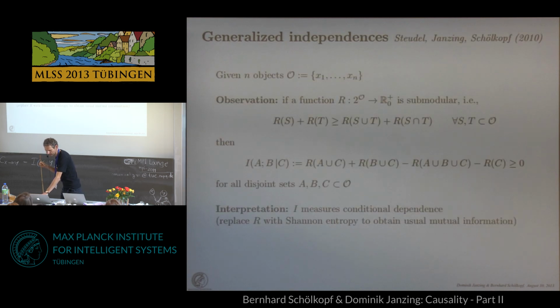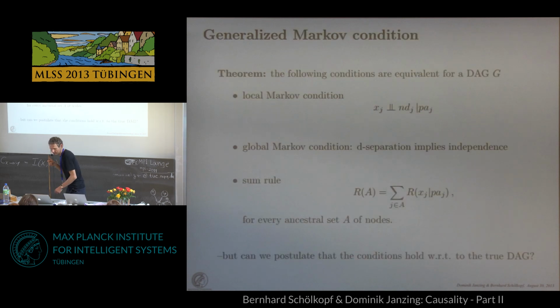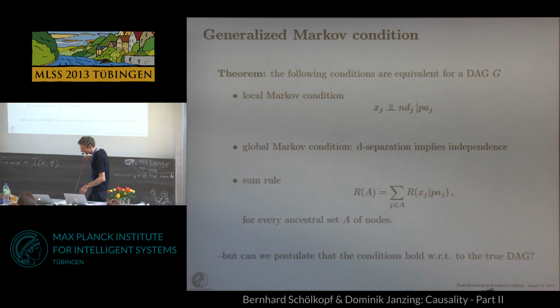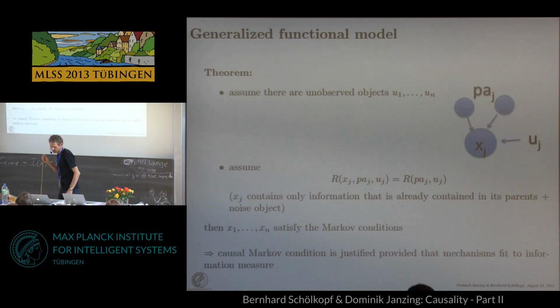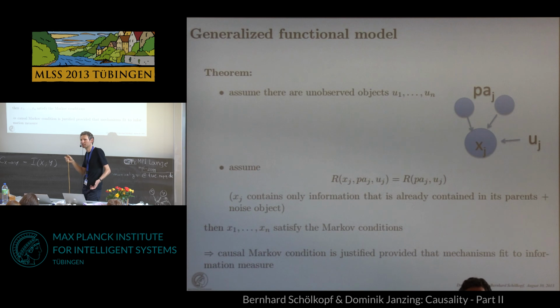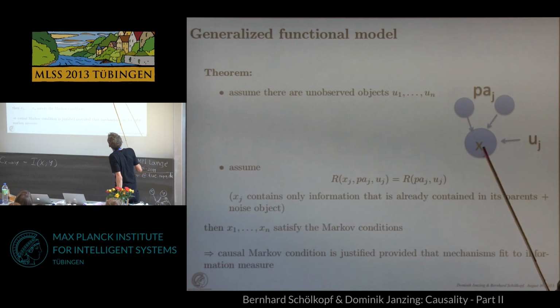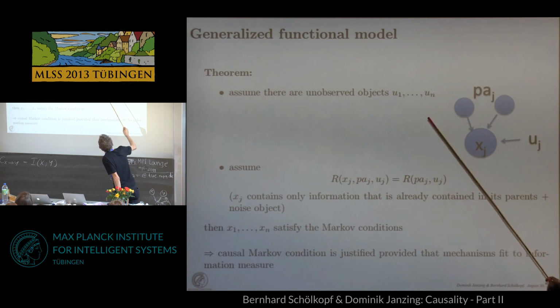Okay, so since this is a reasonable measure of conditional independence, we can just postulate the causal Markov condition with respect to this information measure. And we have also 3 equivalent causal Markov conditions, but we have to focus again on the justification, because why should we postulate that this is the case in nature? And there is again the same idea as before. We tried to copy Pearl's idea with the functional model. So we describe what would be a functional model for a generalized information measure.